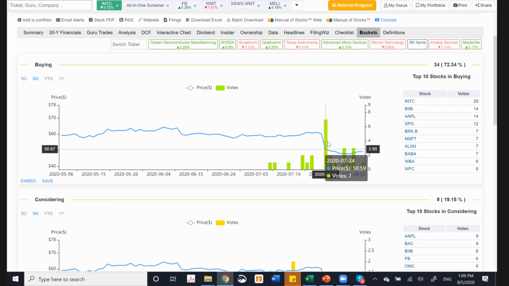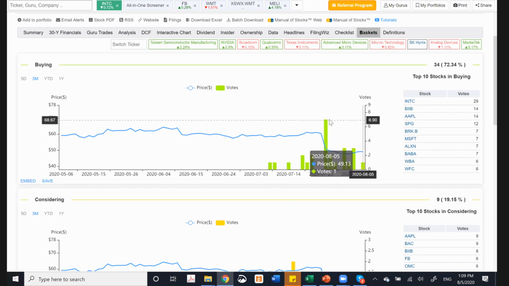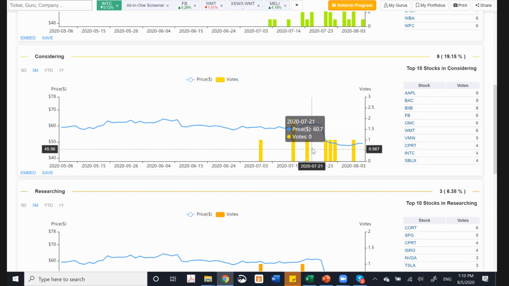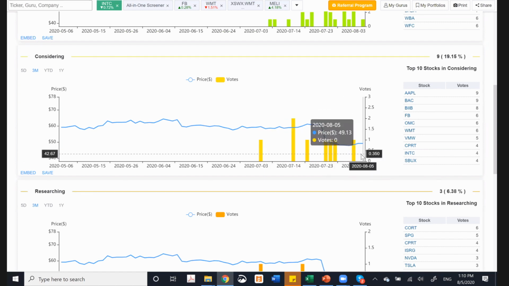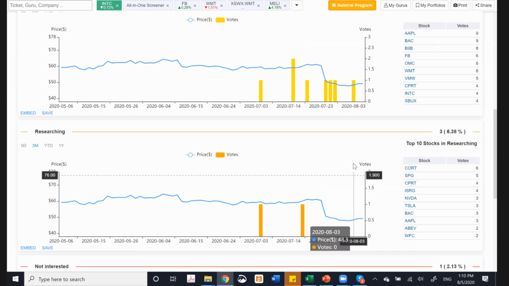Yes, okay, great. And you can see when Intel had a price drop here, lots of users, 7 users, voted buying on the day that Intel had a big price drop, and still more people are buying. I'm not sure if they're doing it right or not, but it just shows that our users, when the stock price dropped a lot, they started buying. And you can see considering, researching, and not interested.